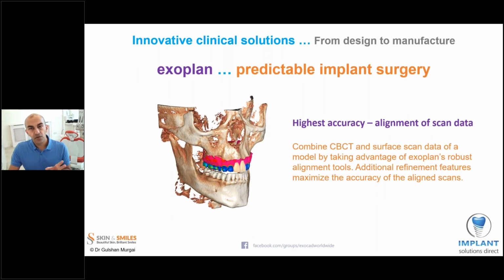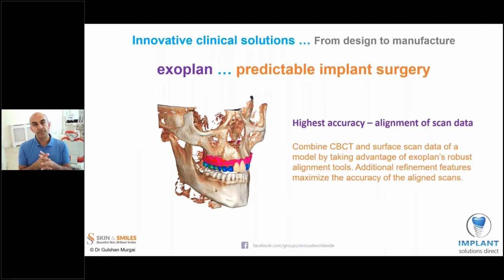Now, I've used a whole host of different planning softwares over the years. I've got software that comes with my CT scanner. I've used a whole host of different, perhaps you could call them competitive softwares. And whilst my opinion is biased, I do use exoplan each and every day, whether I'm doing a single unit, whether I'm doing a clearance, a full arch, multiple units across the arch. And I'm going to show you some of my real life cases. One of the best things about exoplan is its high accuracy in the alignment of scan data.